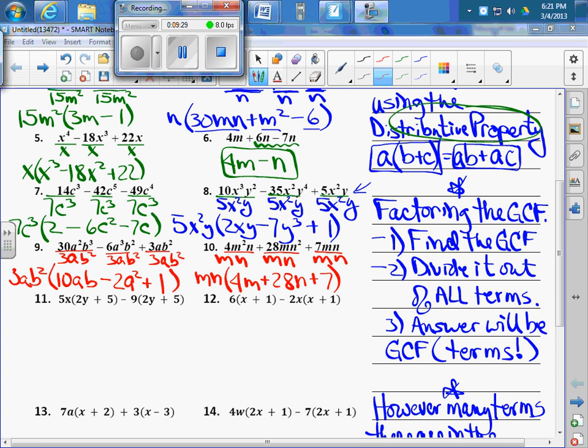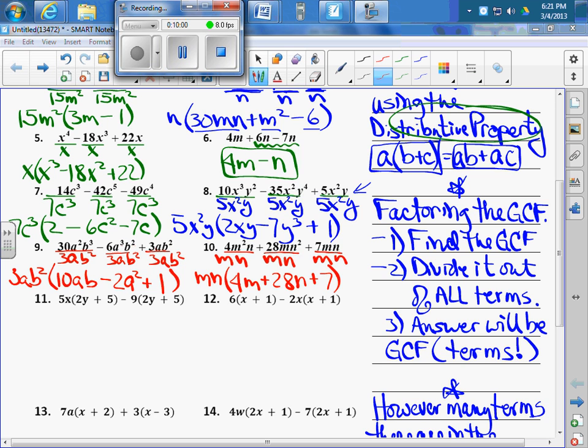Hopefully you paused the video while you were working those problems out and got for number 9, 3ab squared is the greatest common factor, and that would leave you with 10ab minus 2a squared plus 1. And then in number 10, now look carefully at your GCF here. Yes, 4 times 7 is 28, but there is no common factor between 4, 28, and 7. So it's just mn times the quantity 4m plus 28n plus 7.